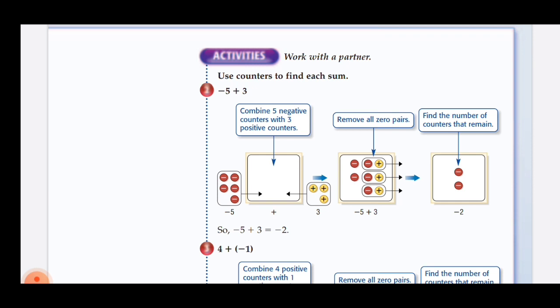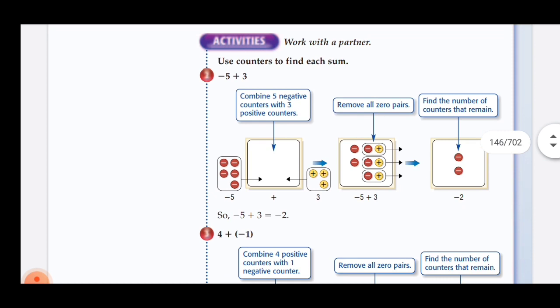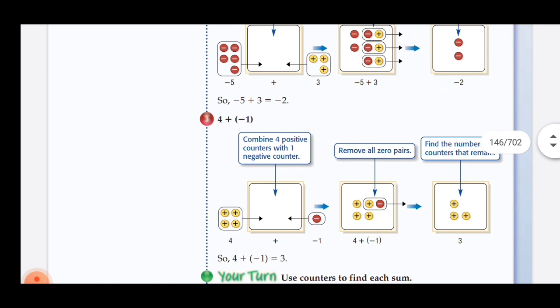Activities. Work with a partner. Use counters to find each sum. Number 2, -5 plus 3. Combine 5 negative counters with 3 positive counters. Remove all zero pairs. Find the number of counters that remain: -2. So, -5 plus 3 equals -2.